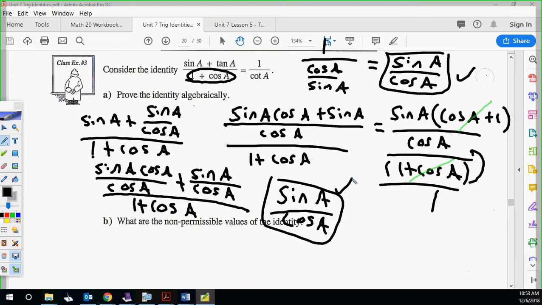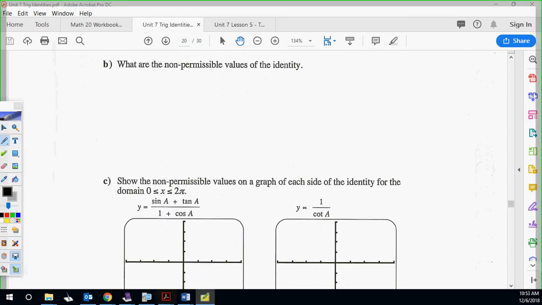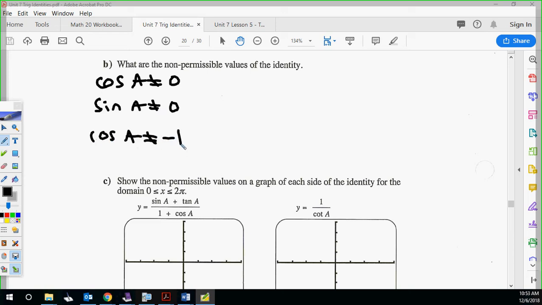Okay, any questions on that before we go to non-permissibles? Non-permissible in this one, sine and cosine are going to be a problem, because sine's a problem right here, and cosine's a problem on these pieces. We also can't have cosine be -1. So here are the 3 things we're looking at. Cos A can't be 0. Sine A can't be 0. Cos A can't be -1. And that's all of them. So there's just 3.